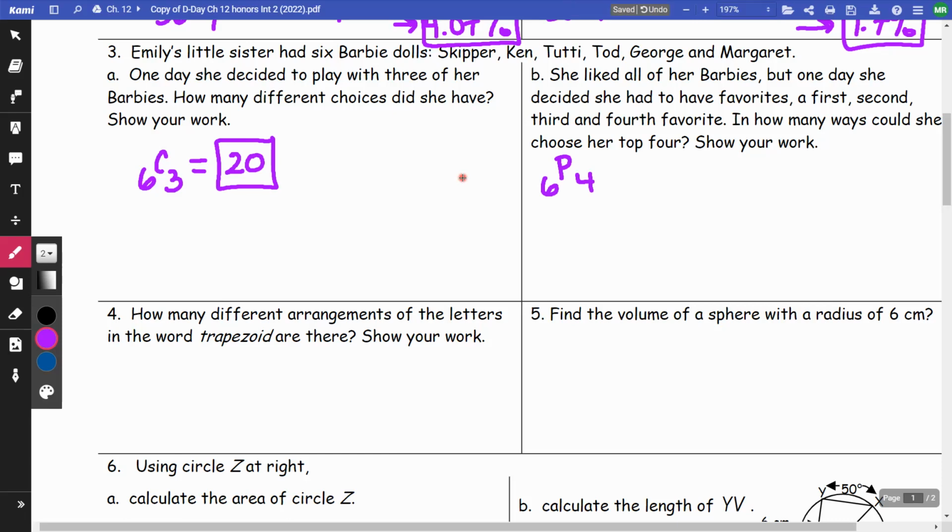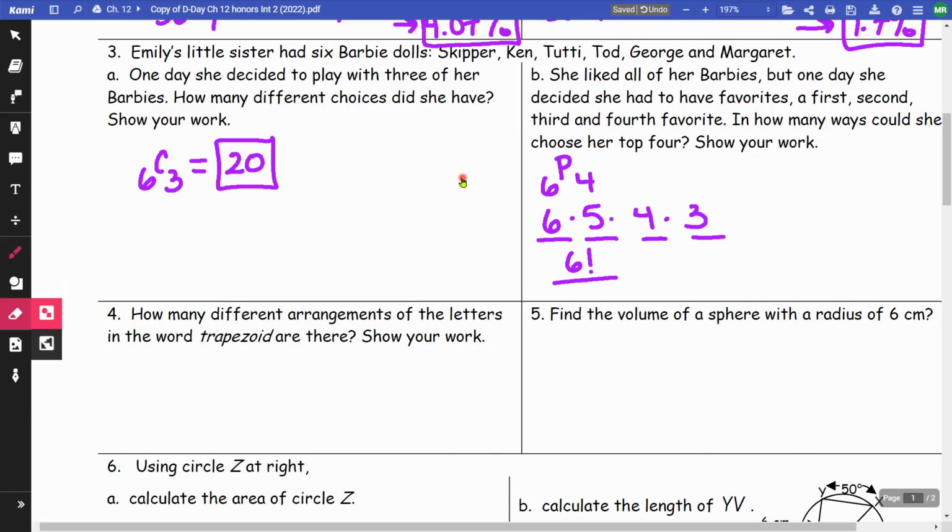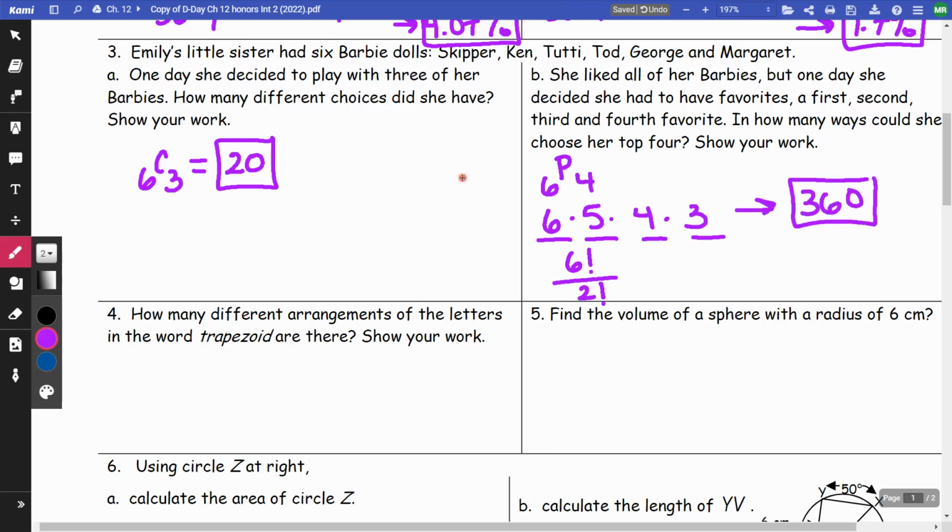Order matters. You could also do a 1, 2, 3, 4 decision chart with 6 and then 5 and then 4 and then 3. And all of these are really the same as 6 factorial over the ones that we're missing, which is 2 factorial. So any of these is going to give us the final answer when I put it into my calculator of 360 different ways.